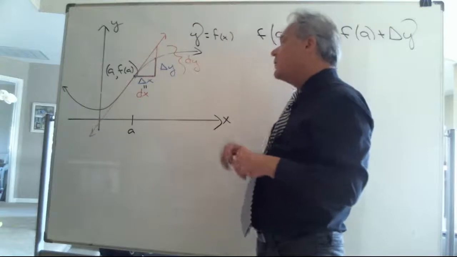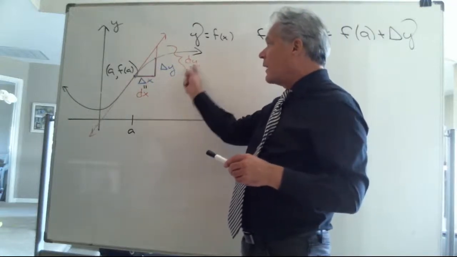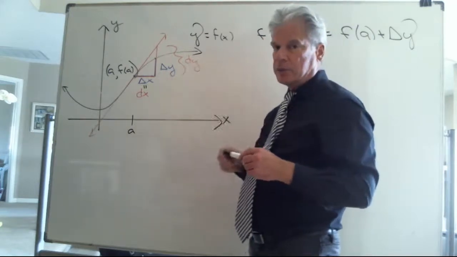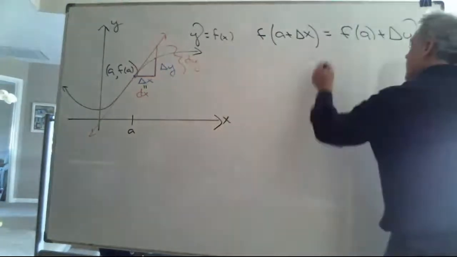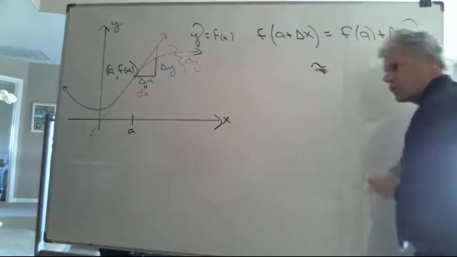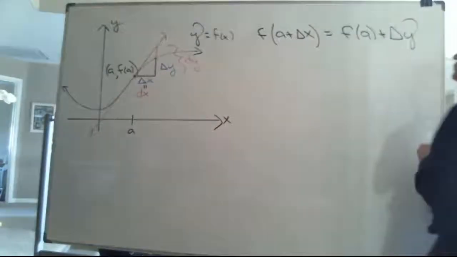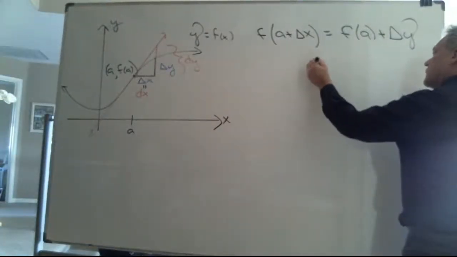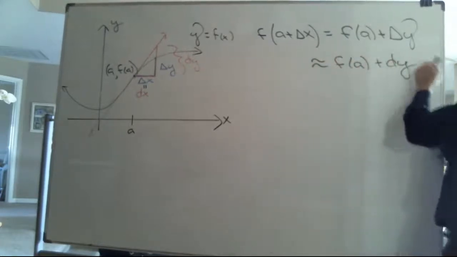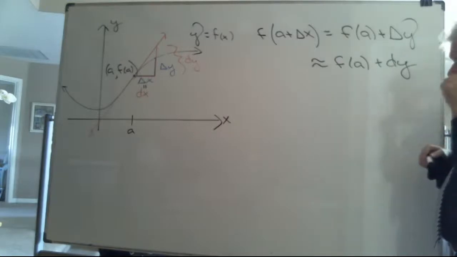But if dx, that's delta x, is relatively small, I think the difference in this red and blue quantity is going to be negligible. And so I do think I can approximate this output, my goodness, in the following fashion. So this is approximately equal to f of a plus dy. I'll refer to dy as my independent differential.